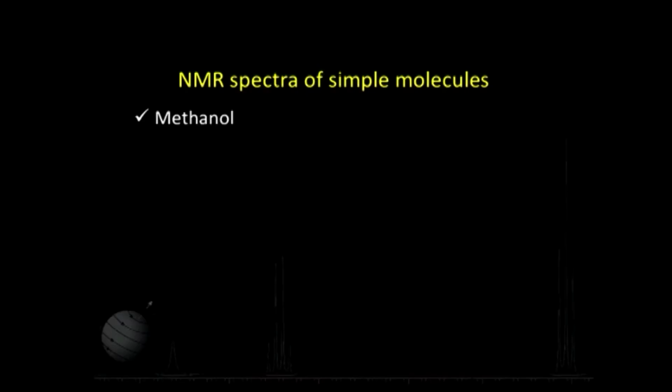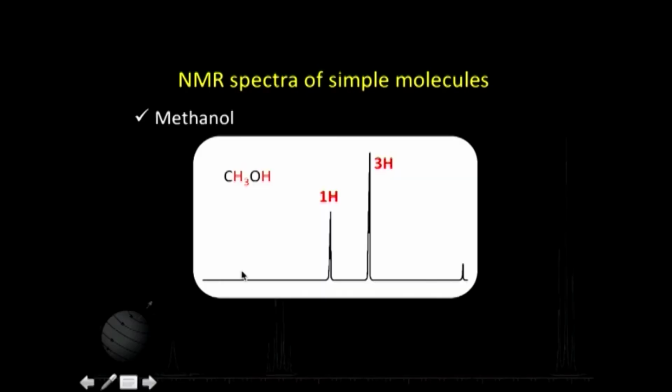Now, having recalled the salient features, let us go further and look into the spectra of simple molecules. That is the main theme of today's session, and let us see what kind of information we gather from the spectra and how I am able to correlate the spectra with the structure of the molecule. Let us look at very simple molecules to begin with. Let us look at the simplest possible molecule, maybe methanol. Methanol is a simple molecule.